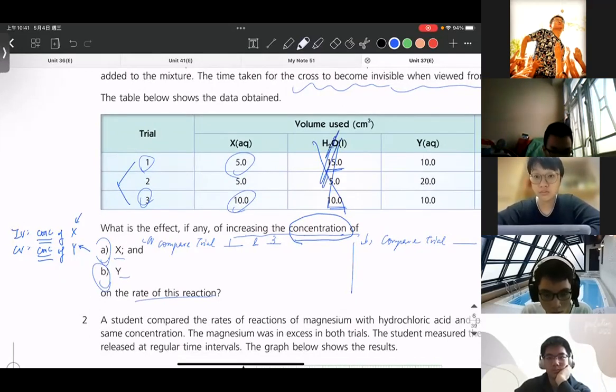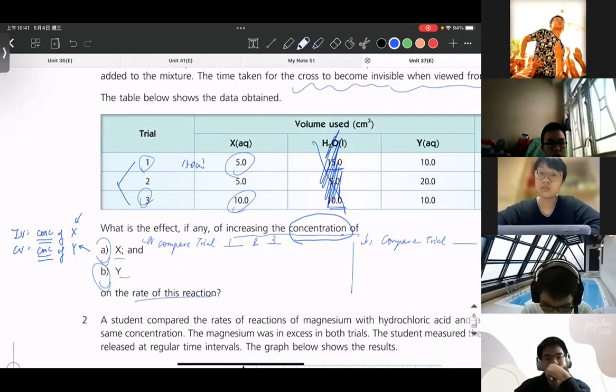Now, if I cross out the column of volume of water, what will happen? What is the total volume of solution for those two cases? The first one is 15.0 cm cube. The second one is 20 cm cube. So you want to talk about concentration of X being the independent variable. Of course, it has got to change. However, when you want to talk about the control variable Y, the concentration of Y is not the same.